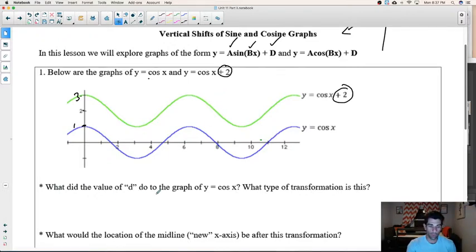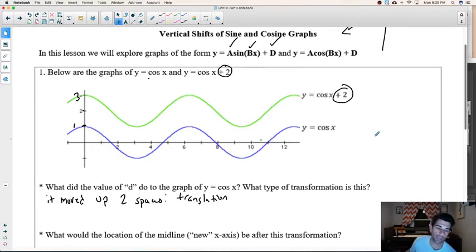So what did the value of d do to the graph of y equals cosine x? And what type of transformation is it? It moved up 2 spaces. And they call this a translation, for all you geometry buffs out there. So this was a vertical translation moving up 2 spaces.